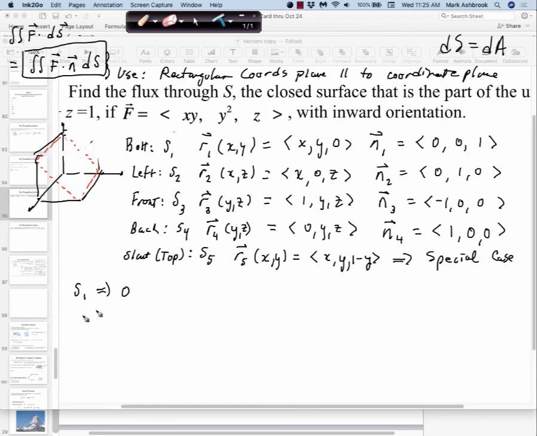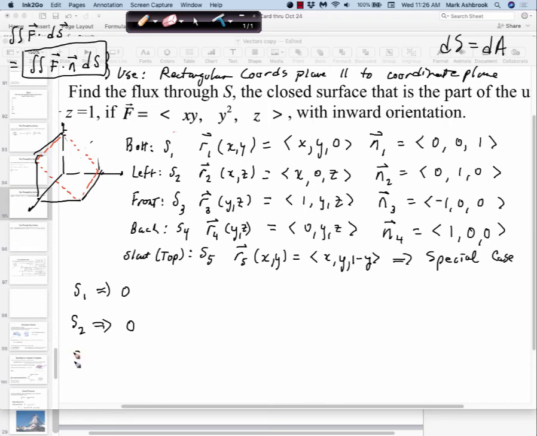Yes? S2. You should get 0 because it is 0, 0, z dot 0, 1, 0. Is that what you got? 0, 0, z dot 0, 1, 0. How many people got that? Do I need to write out one of those two, S1 or S2?